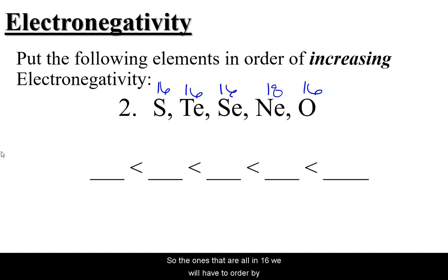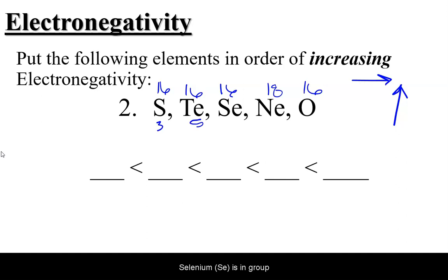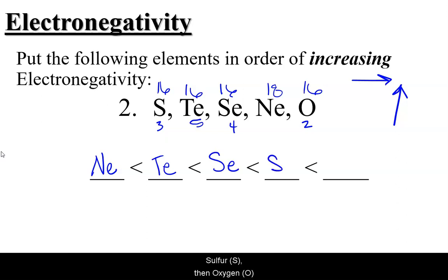So the ones that are all in 16 will have to be ordered by their periods because it increases bottom up to right. Sulfur is in period 3. Tellurium is in period 5. Selenium is in period 4. And oxygen is in period 2. So first we know neon is the least. It's a noble gas. This is going to be tellurium, then selenium, sulfur, then oxygen.